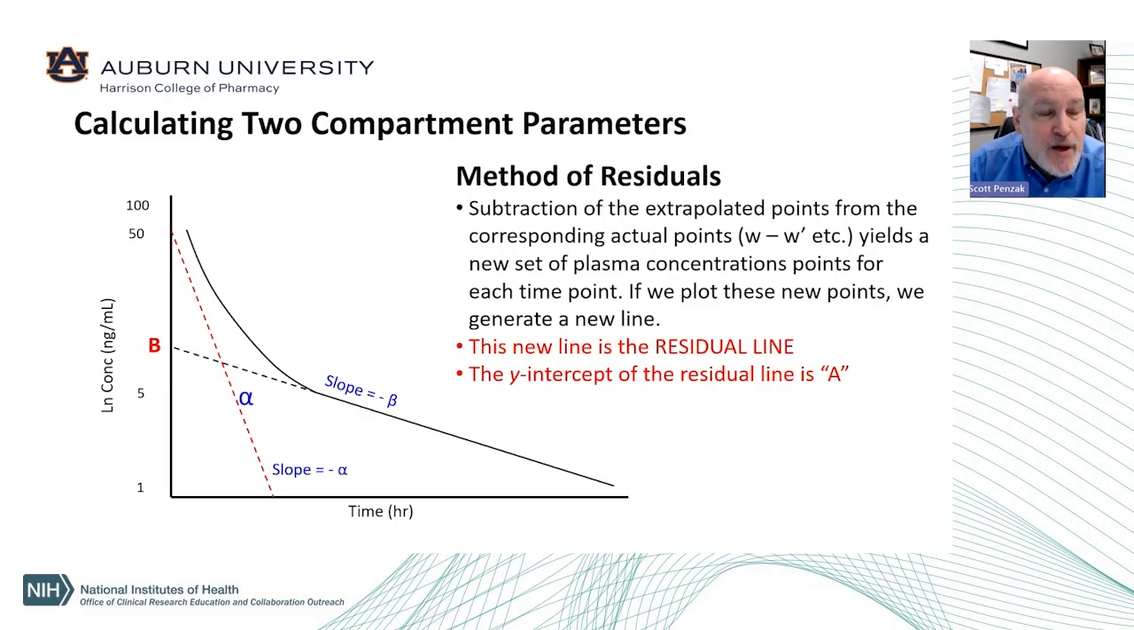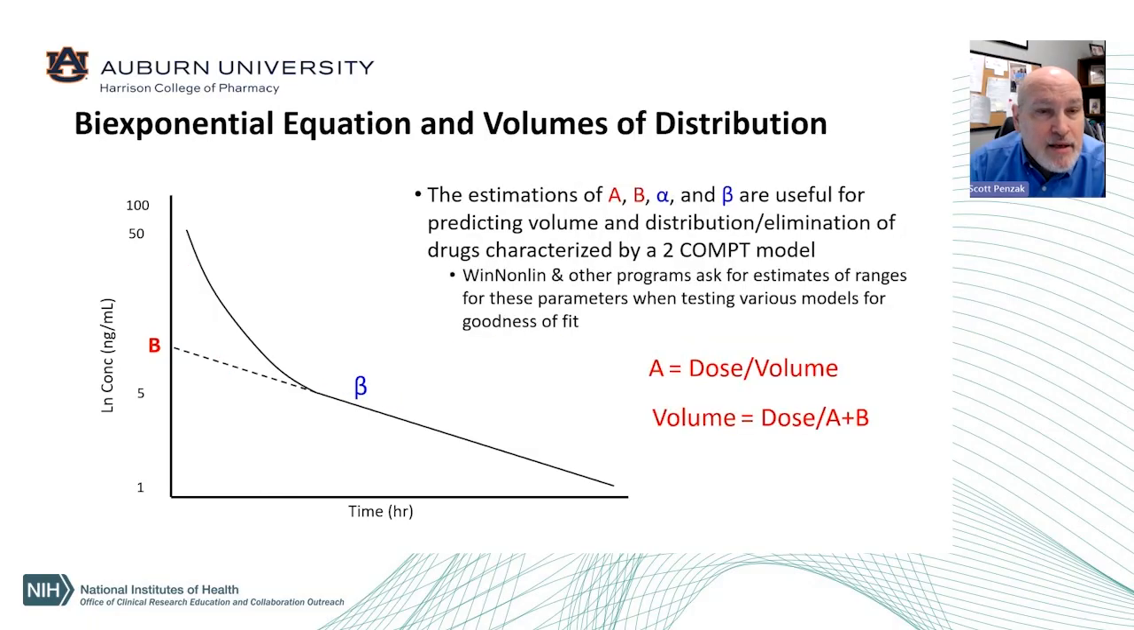Okay, so as we back extrapolated from the slope of line B here, we do the same thing with the alpha portion of the curve here. And again, when you look at that y-intercept, you get A. So you have this new residual line, and the y-intercept, like I said, is called A. With that in mind, I ask you to just take a step back and think about how we calculate volume.